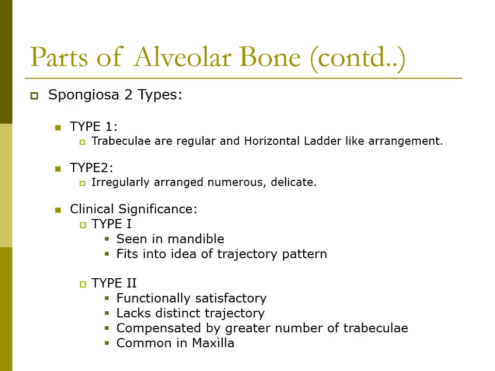Parts of alveolar bone, spongiosa, two types. Type 1: trabeculae are regular, with a horizontal ladder-like arrangement. Type 2: irregularly arranged, numerous and delicate. The clinical significance being type 1 is seen in mandible and fits into the idea of trajectory pattern. Type 2 is functionally satisfactory, lacks distinct trajectory, compensated by a greater number of trabeculae, and is most commonly seen in maxilla.